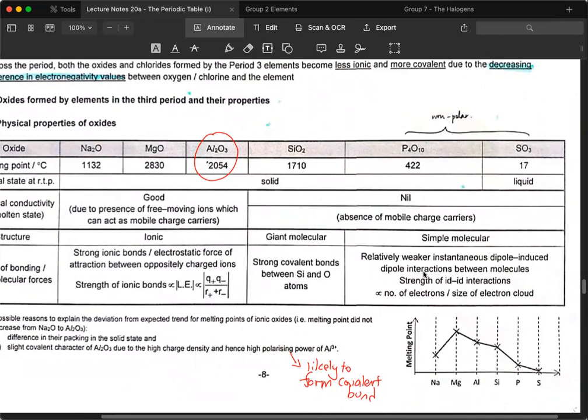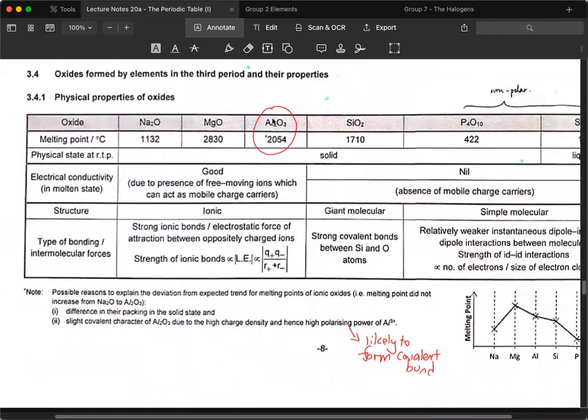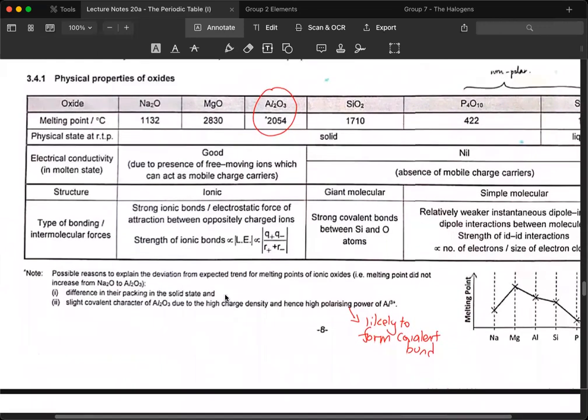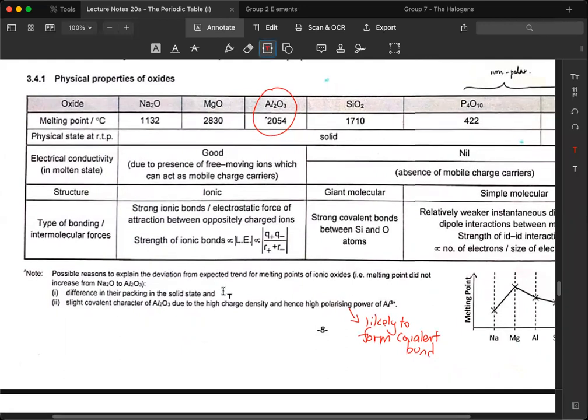Why this is so special is because there are two reasons why aluminium oxide has a lower melting point compared to magnesium oxide. It could be the difference in packing. The packing may not be so efficient in aluminium oxide, which results in a lower melting point. So you can justify with poorer packing in aluminium oxide than in magnesium oxide. That's one way to justify.